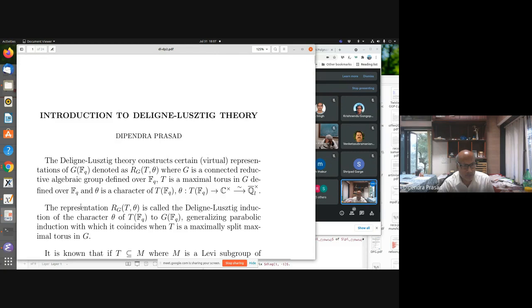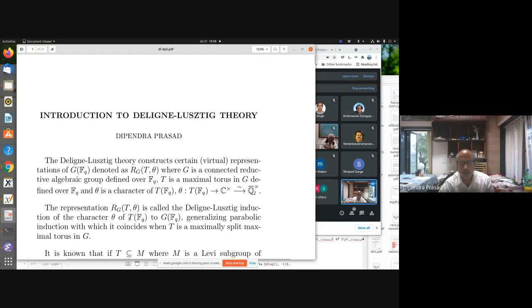So these representations R_T^G(theta) are called the Deligne-Lusztig induction of the character theta of the torus T(F_q) to the group G(F_q), and it generalizes what is called parabolic induction, with which it coincides when T is a maximally split maximal torus in G. I will come to what a parabolic induction is, but it is just to give you a slight introduction to the Deligne-Lusztig induction, that it is supposed to generalize parabolic induction. Roughly speaking, parabolic induction works only for split tori, and the Deligne-Lusztig induction is supposed to work for all tori.